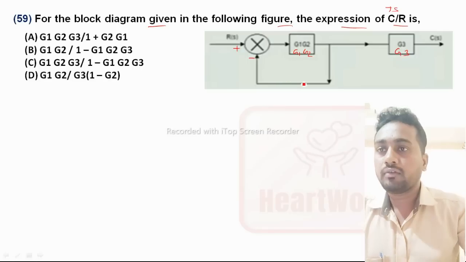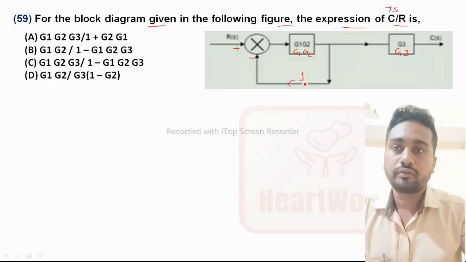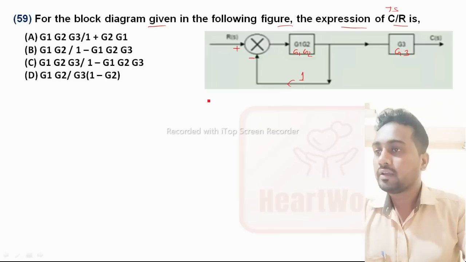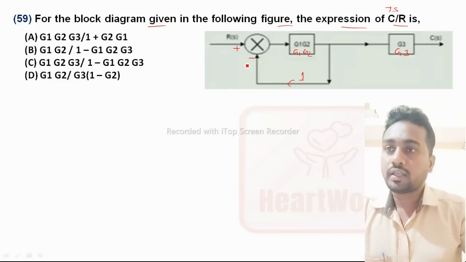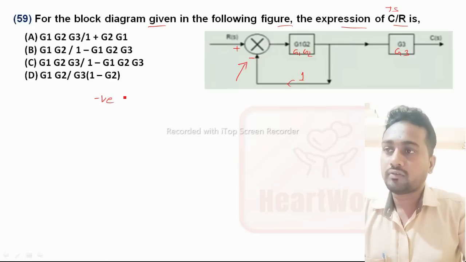Whenever feedback is not shown, you have to consider the feedback as 1. So this is a negative feedback circuit.